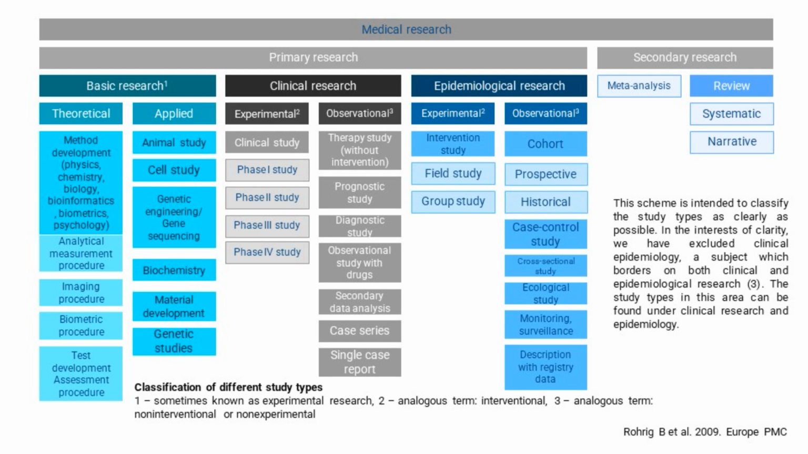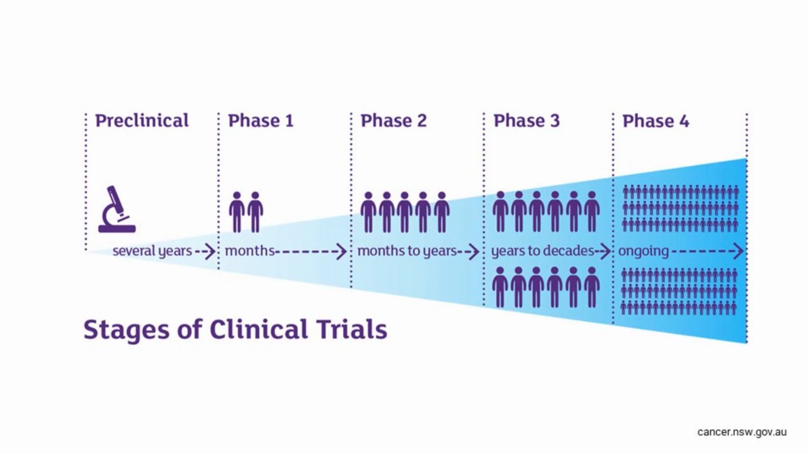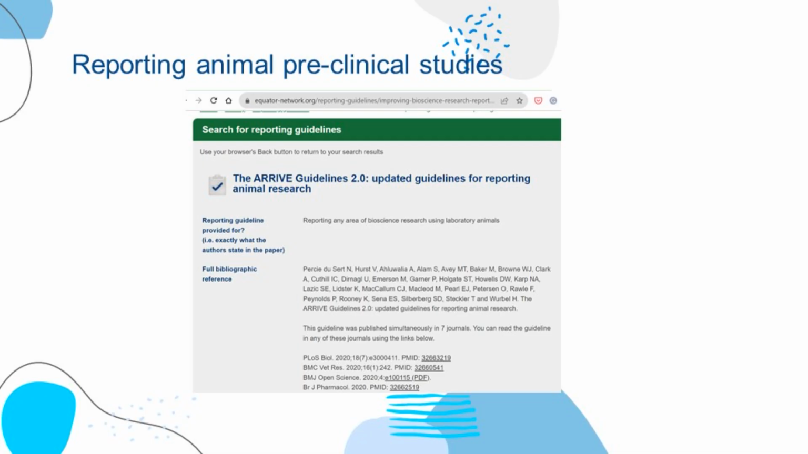The sequence begins with theoretical research, followed by applied research, and then clinical research, which can be either observational or experimental. When discussing experimental clinical trials, we refer to different phases, 4 in total. However, before a drug reaches human testing, it must first undergo a preclinical stage, meaning first experiments in tubes on cells and then in vivo studies, experiments on lab animals. By the way, the guidelines for describing in vivo studies is called ARRIVE, and you can find it together with other guidelines on equatornetwork.org website.